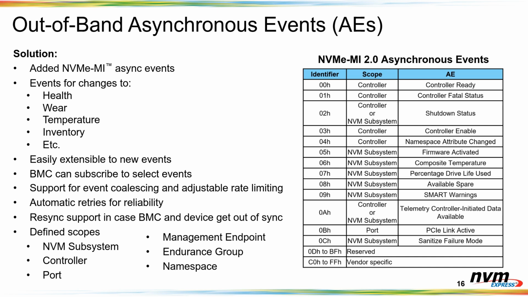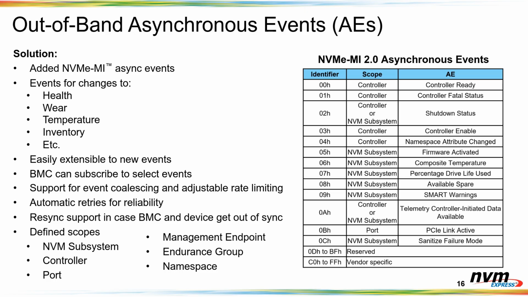So due to the inefficiency of polling and the availability of these new topologies, we added support for asynchronous events, out-of-band asynchronous events in MI 2.0. The full list of events is shown in the table on the right and includes events related to changes in health, drive wear, temperature, and inventory. There's also a provision for vendor-specific events. The asynchronous event framework is easily extensible to new events in the future.